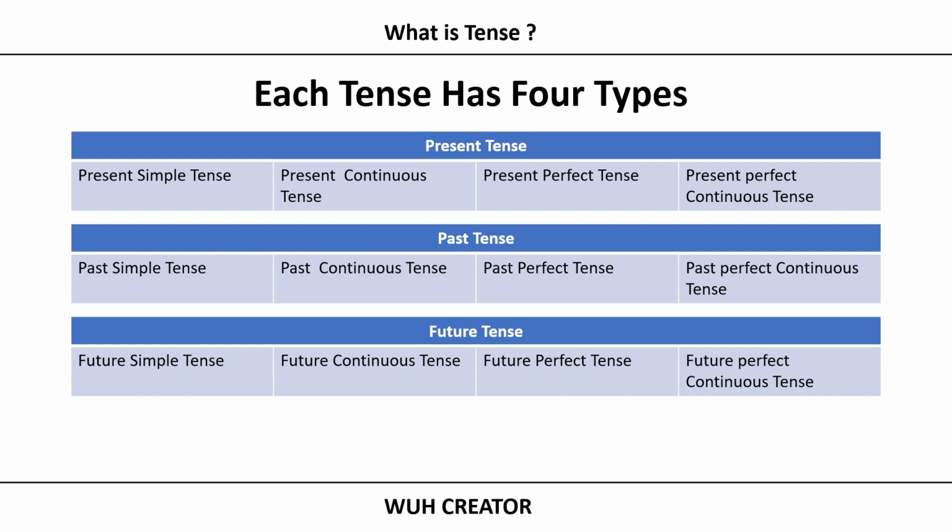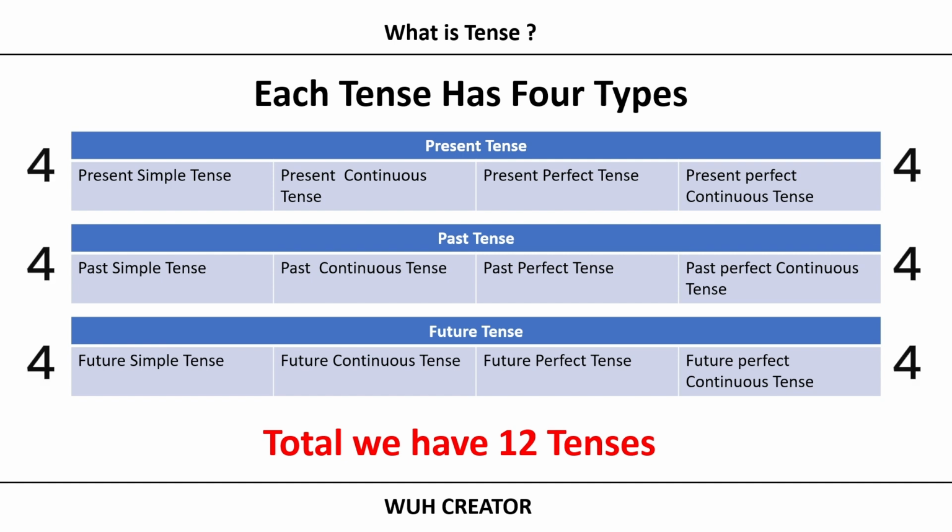As you can see, the structure of all 3 tenses is similar. We simply replace the word present with past or future while keeping the 4 types the same. However, it is important to remember that each tense and each type has its own specific function and usage. So, in total, we have 12 English tenses.